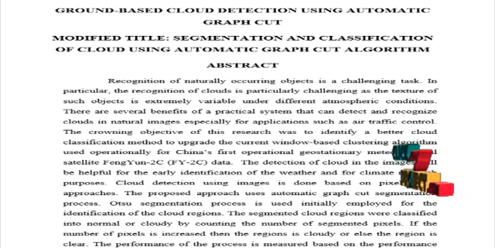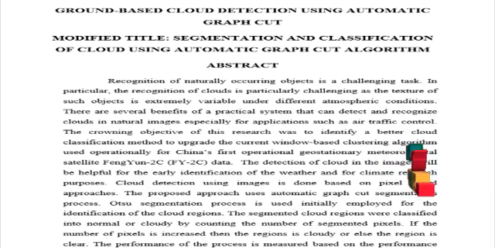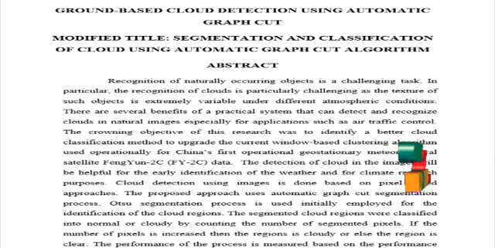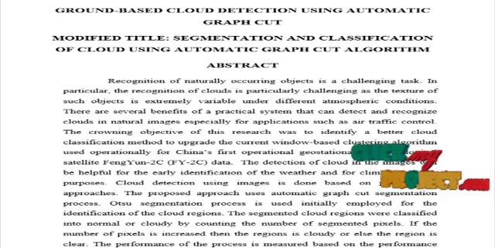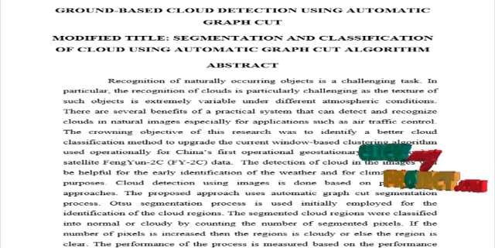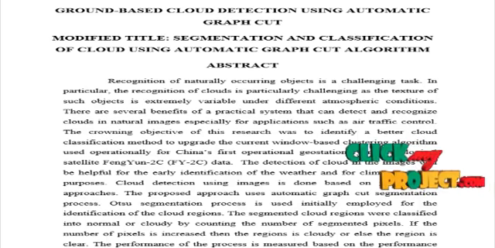The segmented cloud regions were classified into normal or cloudy by counting the number of segmented pixels. If the number of pixels is increased, then the region is cloudy, or else the region is clear. The performance of the process is measured based on performance metrics like accuracy. The input images were collected from datasets. The cloud regions in the images were detected and the input image is classified.